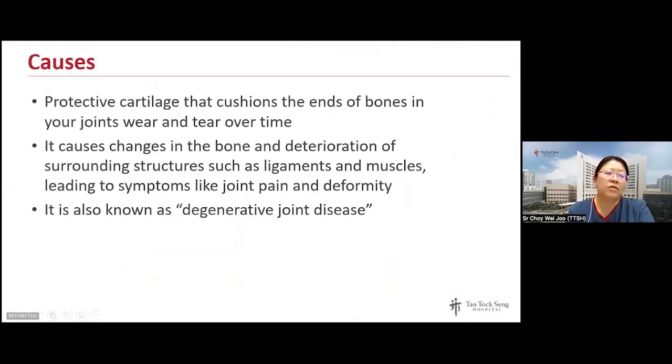So what causes osteoarthritis? The protective cartilage that cushions the ends of the bone in your joint wears and tears over time. It causes changes in the bone and deterioration of surrounding structures such as ligaments and muscles, leading to symptoms like joint pain, deformities, and some patients will tell me they feel weak, they don't have the strength. This is known as degenerative joint disease.